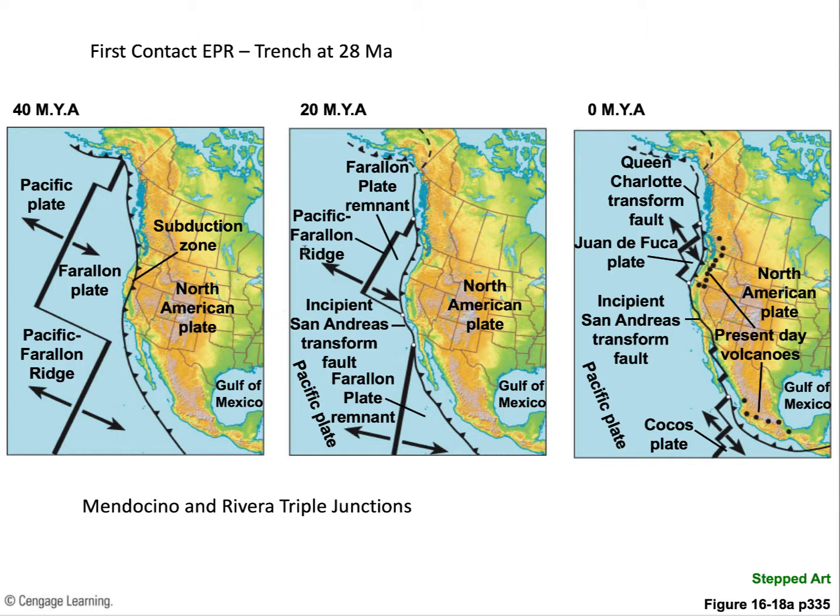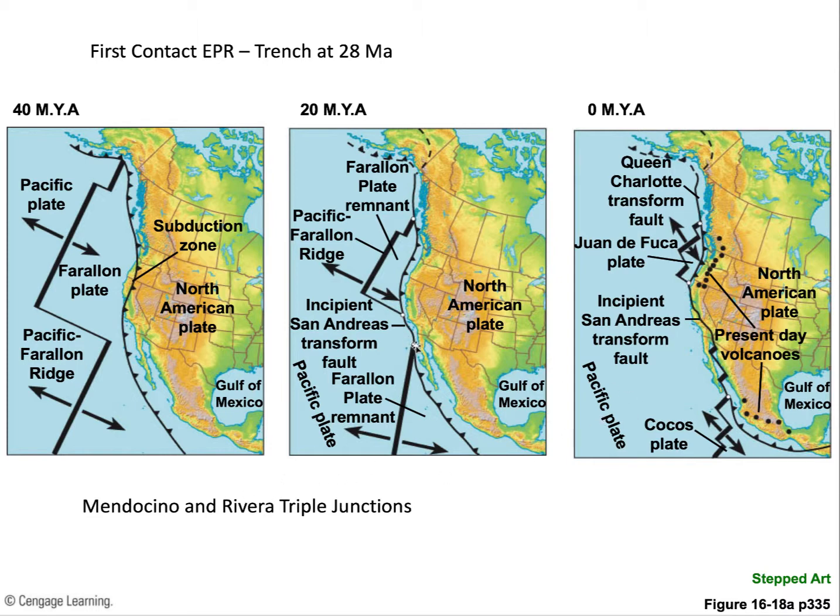But then the magic number is really 28 million years ago, and that's when we see first contact of the East Pacific Rise with this trench. And for California, it really occurred down here in Southern California part. And what developed here, we developed two triple junctions. The one to the north is called the Mendocino Triple Junction. That's this one here. And today it's off Mendocino, Cape Mendocino, Northern California. And the one to the south here is called the Rivera Triple Junction.